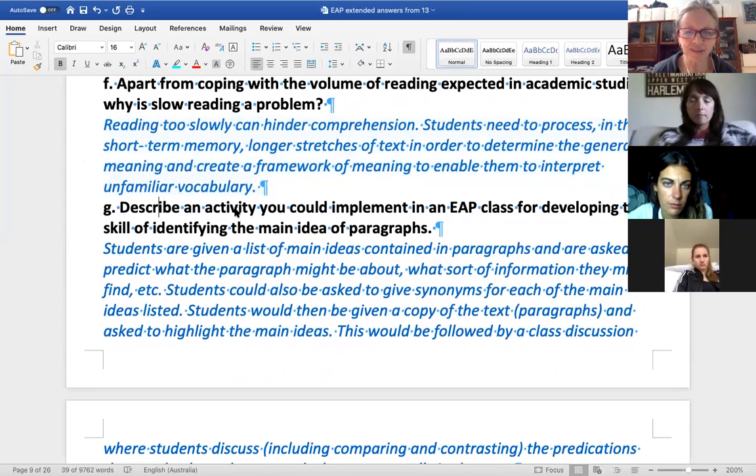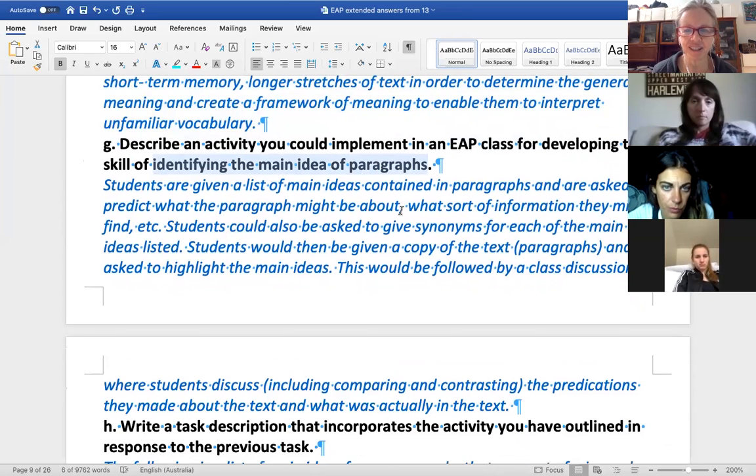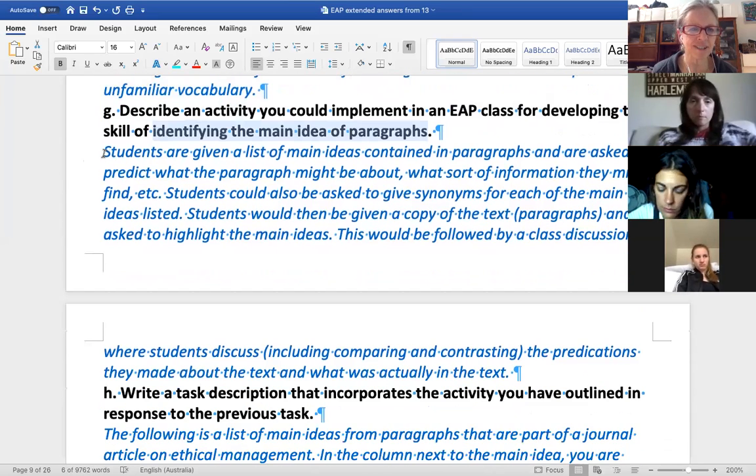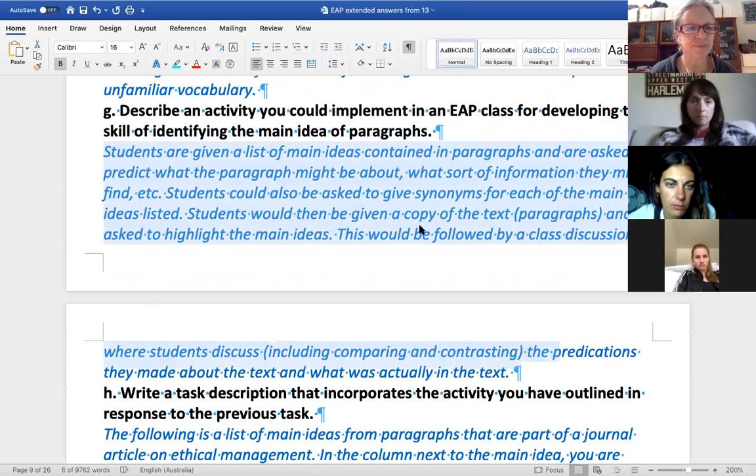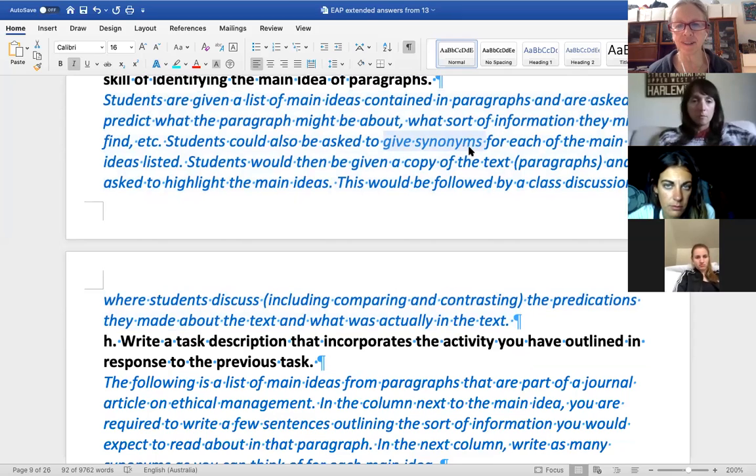So describe an activity that we could implement in an EAP class for developing the skill of identifying the main ideas for paragraphs. Once again, we're practicing skimming, so we'd skim through the paragraph. So if they come across the main topic, what can they do to help themselves learn what the topic is, to understand it? Susanna?